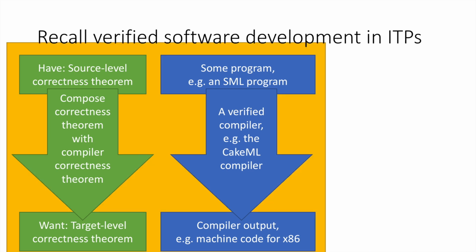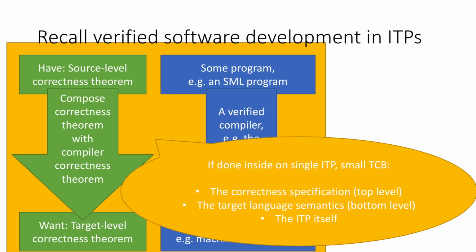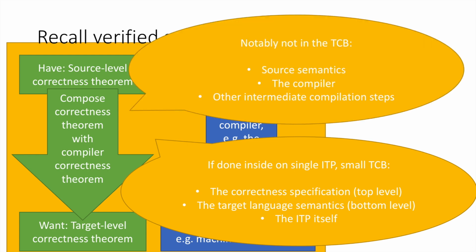And if all of this is done inside one single ITP, we end up with a very small trusted computing base. Specifically, the trusted computing base will consist of only the correctness specification used in the program correctness theorem, the target level semantics, and the theorem prover itself. To mention some things not included in the trusted computing base: the source semantics is not included, the compiler is not included, and no other intermediate compilation steps are included either. So, quite a small trusted computing base.